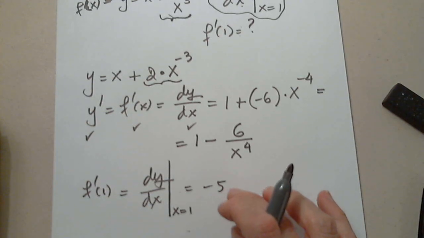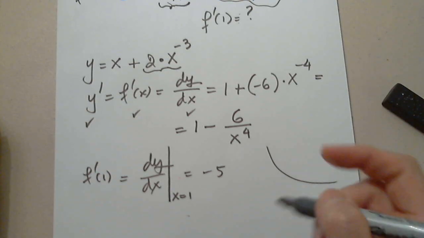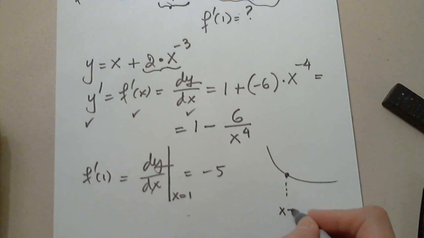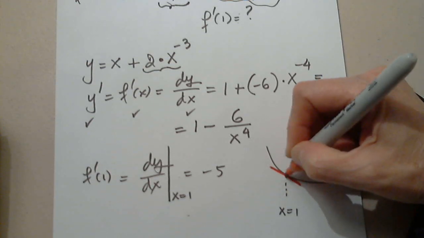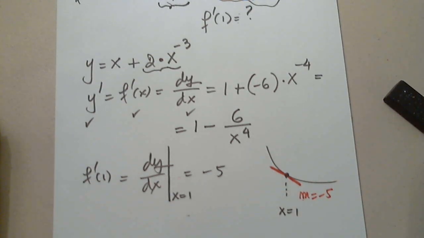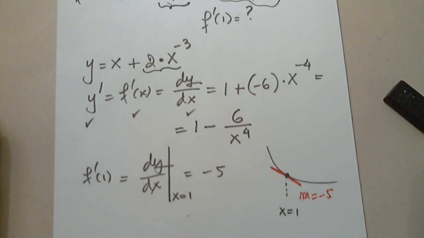This is it. Again, what does this mean? It means that there is a function, that one, and at this point, when x is 1, the rate of change of the function is a negative number, negative slope. So this slope is negative 5. The rate of change at this point, in other words, the function is decreasing. The slope is negative 5. Awesome. Okay, back to the book.